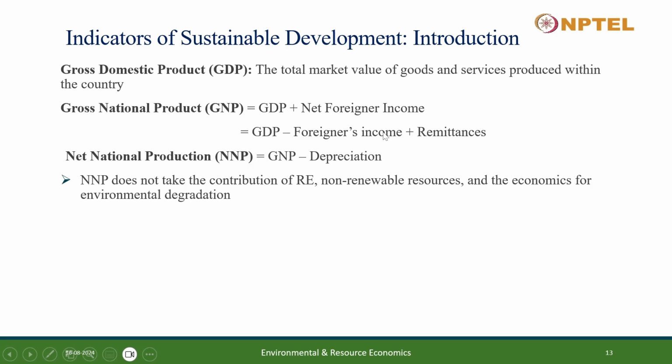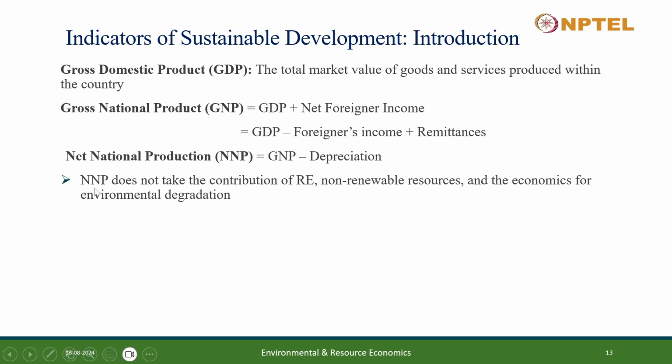So let's say India is having some income from other countries, then on its GDP we can add that. However, the foreign investment which India is including in its GDP has to be excluded when we account for the gross national product. So net national product will be the current net present value of gross national product. So these are various economic indicators.